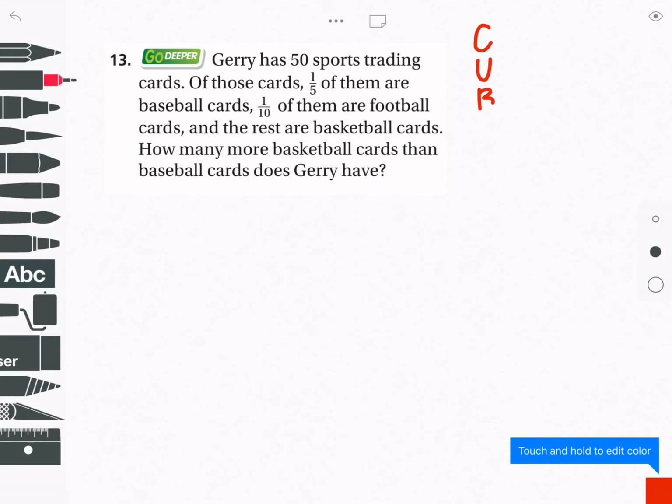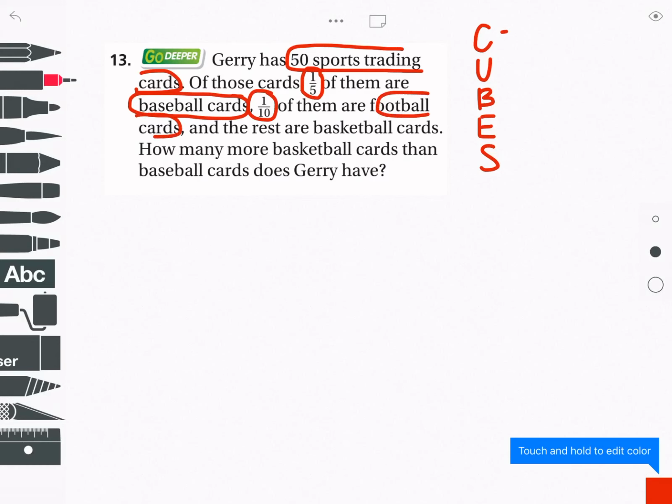But since this is a word problem, I'm going to write cubes over to the side and cross off as I go. So I've already read this once. I'm going to read it a second time now. And this time I'm going to circle the numbers and units as I go. So Jerry has 50 sports trading cards. Of those cards, 1/5 of them are baseball cards. 1/10 of them are football cards, and the rest are basketball cards.